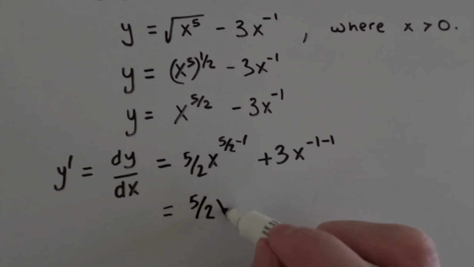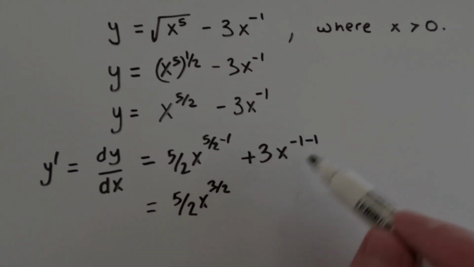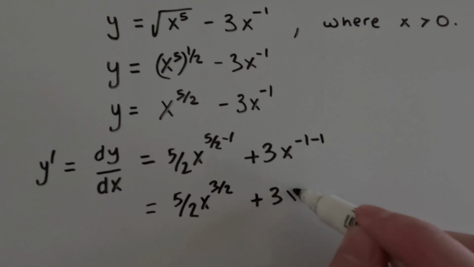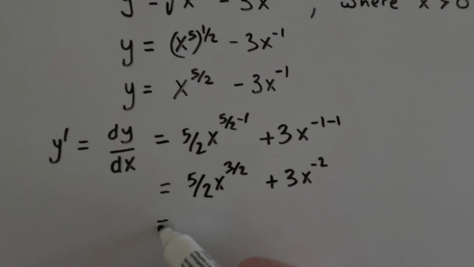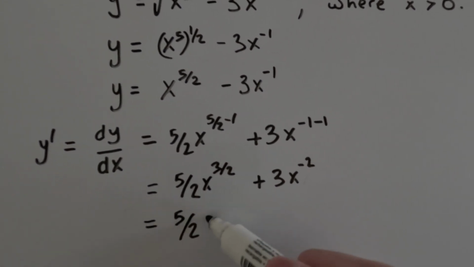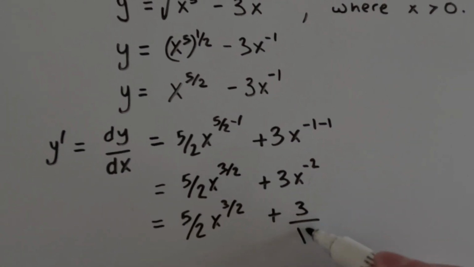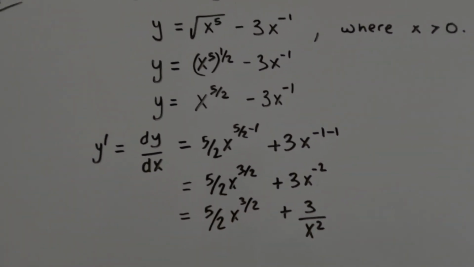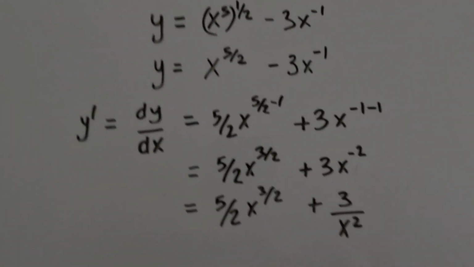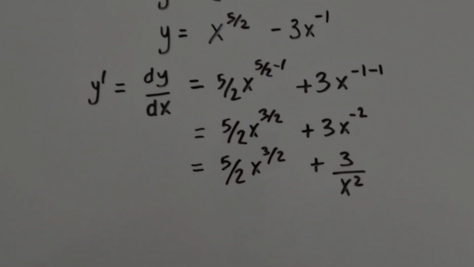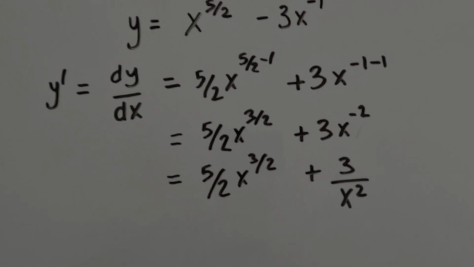So simplify that. So what's 5 over 2 minus 1? It's just 3 over 2. And then this here is plus 3x to the minus 2. Now you can leave it like this, or you could write it like that if you want, because x to the minus 2 is equal to 1 over x squared. When you raise a number to a negative power, it's the same as 1 over raising it to the positive power. Okay?